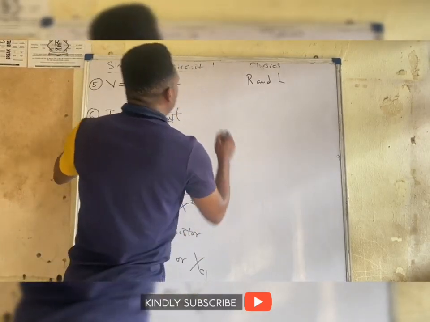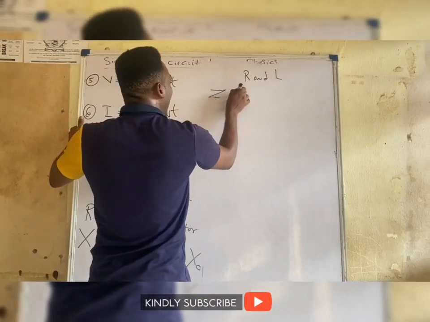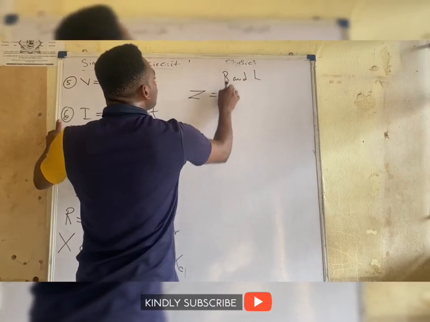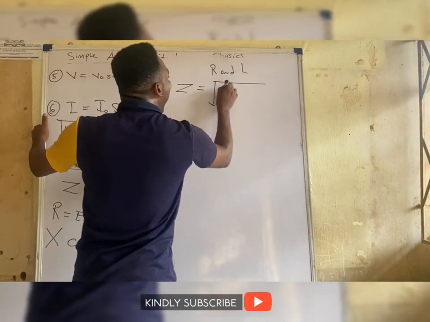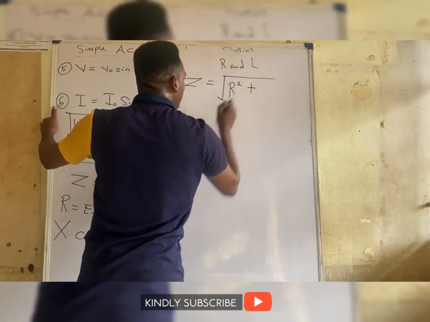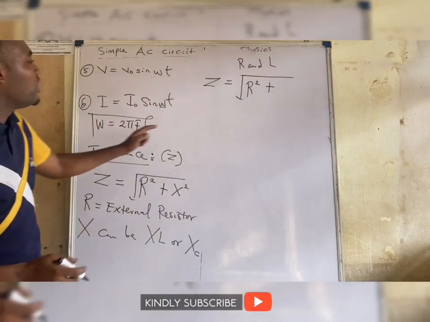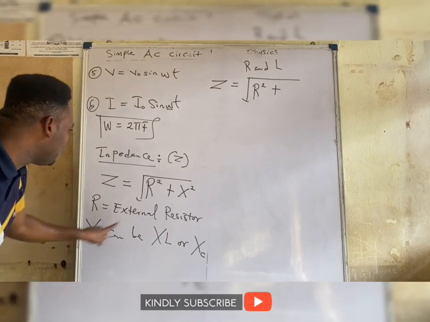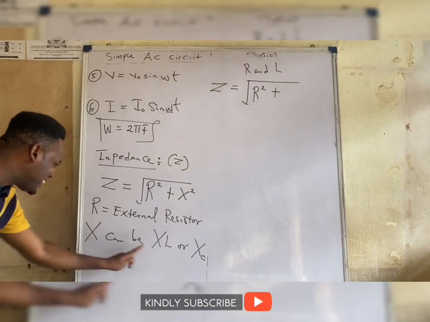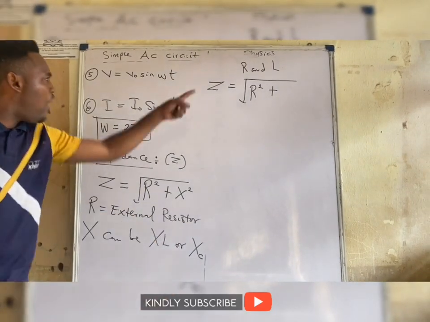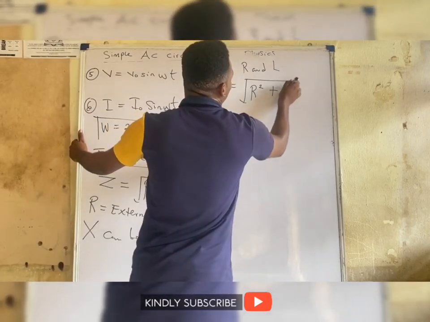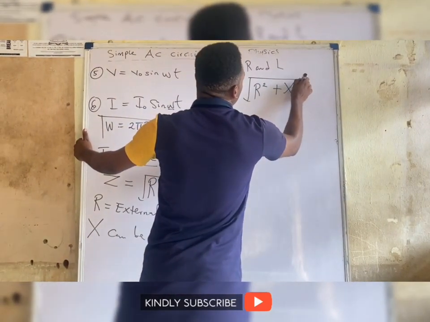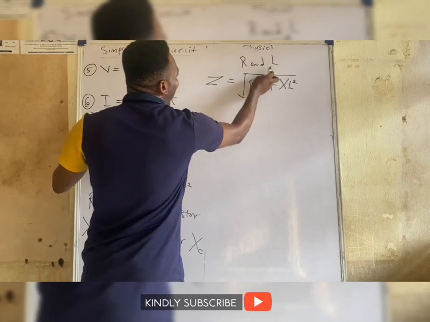Look at what impedance will be now. Impedance will be Z equals to square root of R squared plus, now this time around, because it contains only R and L, what will be my X? Will it be XL or XC? Of course, it's going to be XL squared, because I'm dealing with R and L.